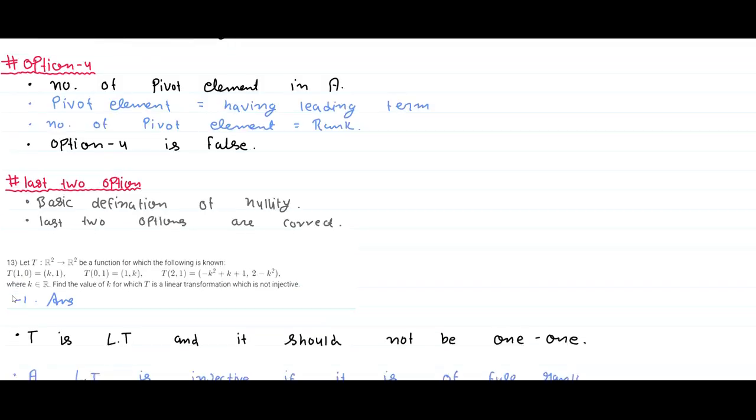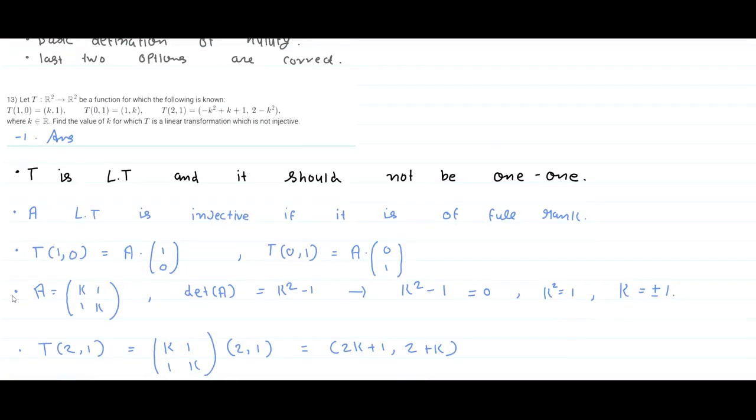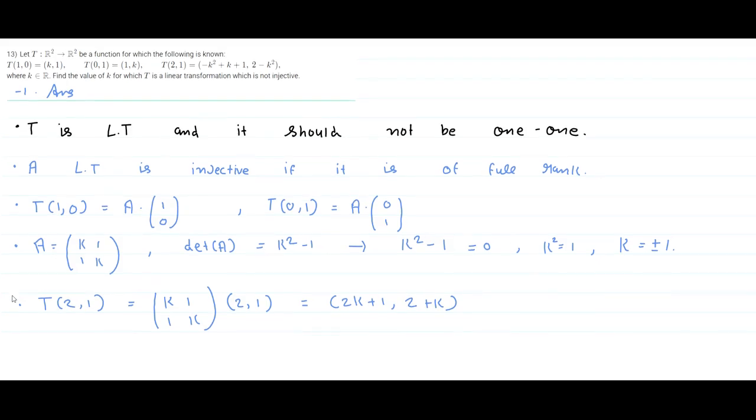Let us now see the last question, which is question number 13. Question number 13 basically says that T is a function from R2 to R2, such that T of (1, 0) is (k, 1), T of (0, 1) is equal to (1, k), T of (2, 1) is equal to (minus k square plus k plus 1, 2 minus k square). It is given that k is a real number and it is a linear transformation which is not a 1-1 function. Since this linear transformation is not a 1-1 function, the coefficient matrix determinant should be equal to 0. So by equating its determinant to 0, we can find the value of k. The value of k that we will obtain is plus minus 1.